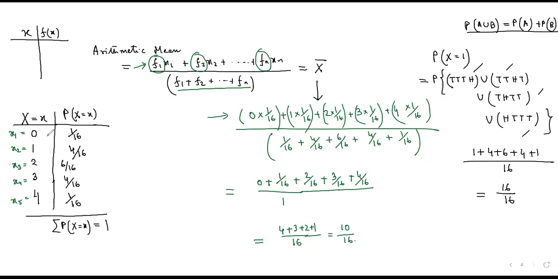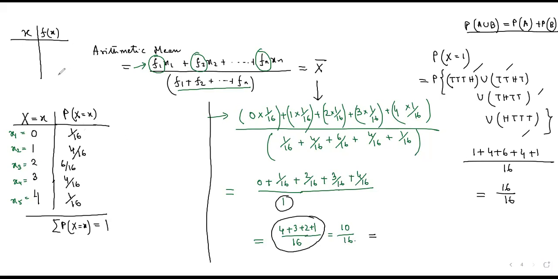So I am multiplying each of the values by the respective probabilities, and I am dividing the entire thing by the total probability. But total probability is 1, so the denominator part will not be there. So this gives you the numerator part only.